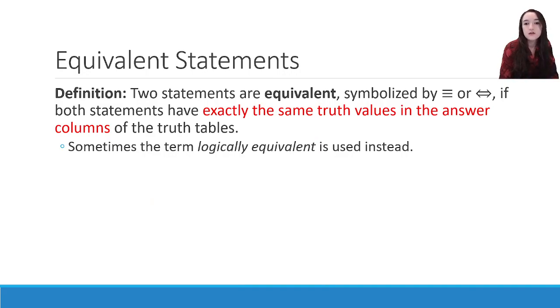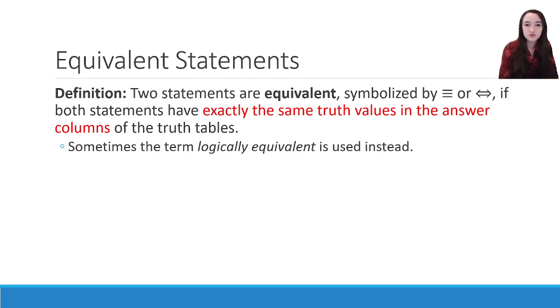So, equivalent statements. Two statements are equivalent, which is symbolized by 3 lines or a double arrow, which is, yes, the exact same thing that we use for the if and only if statement. So for our purposes, I will always use the 3 lines, but you may see in your textbook or in the homework the double arrow to mean equivalent statements. But anyway, statements are equivalent if both statements have exactly the same truth values in their answer columns.